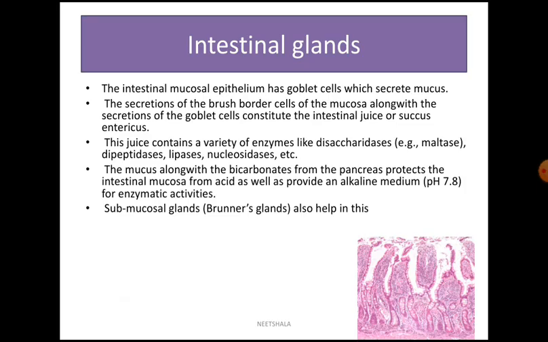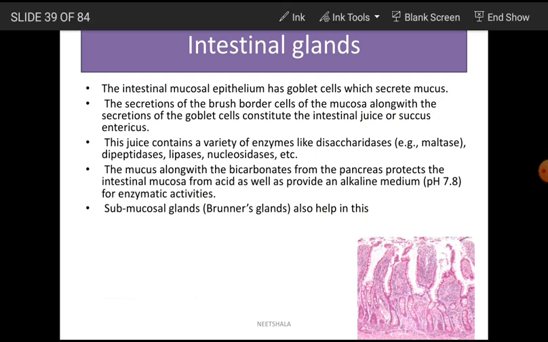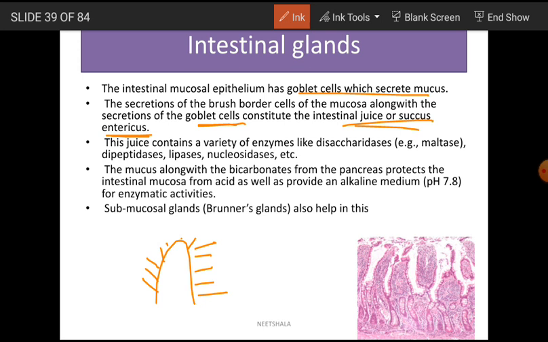Now let us talk about the intestinal glands, which is the last type of glands present in the human alimentary canal. The intestinal mucosal epithelium consists of goblet cells, and these goblet cells secrete mucus. Also there are certain brush border cells. These brush border cells, along with the secretions of the goblet cells, form the intestinal juice, which we also call succus entericus. So this is very important. Intestinal juice is also known as succus entericus.